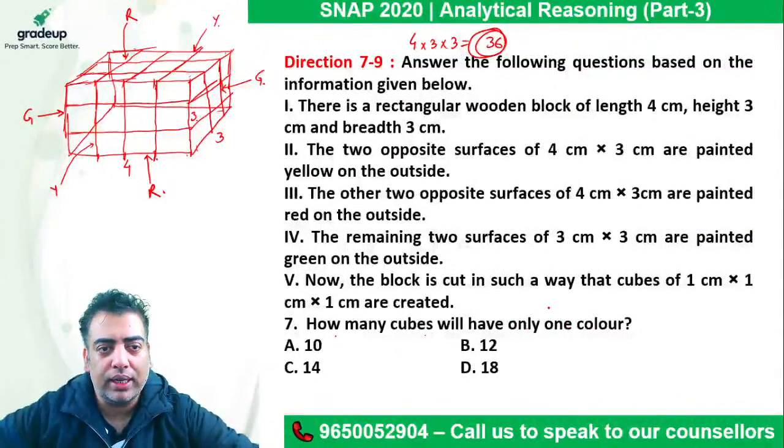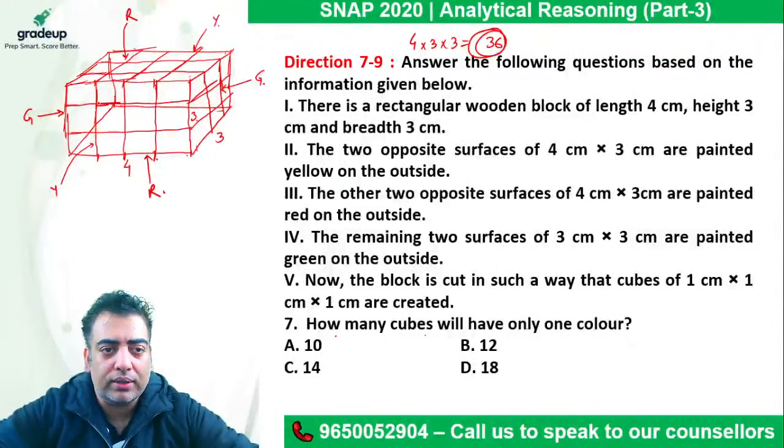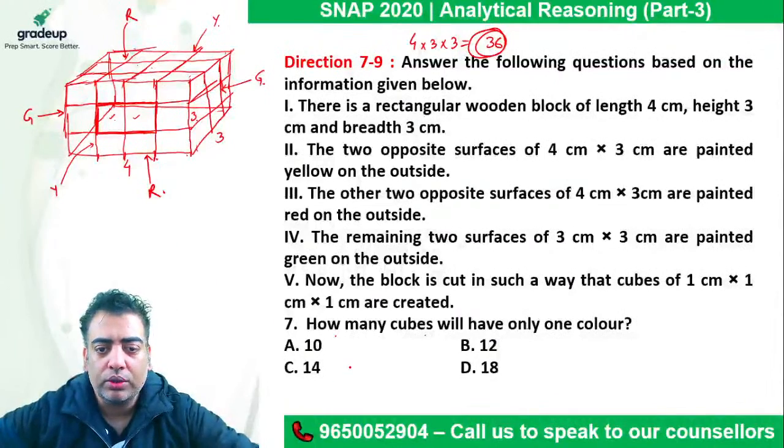As we have discussed yesterday also, the cubes on the face, which are not along the edges or not on the corners, are the ones which have only one color on their face, because only one of their faces will be painted. I am going to thicken this border. So there will be 2 on the front, 2 on the top, 2 on the back, 2 on the bottom. So 2 into 4, it becomes 8.